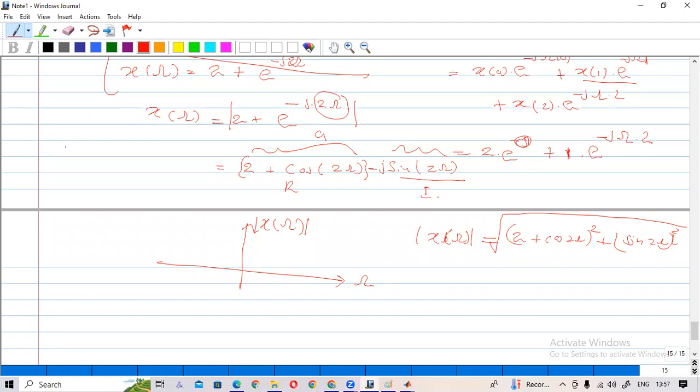If you have a complex number a plus ib, this is the real part and this is the imaginary part. So for the magnitude, you have to get a squared plus b squared, the square of the real part plus the square of the imaginary part, and take the square root. So this is the magnitude of this complex number.